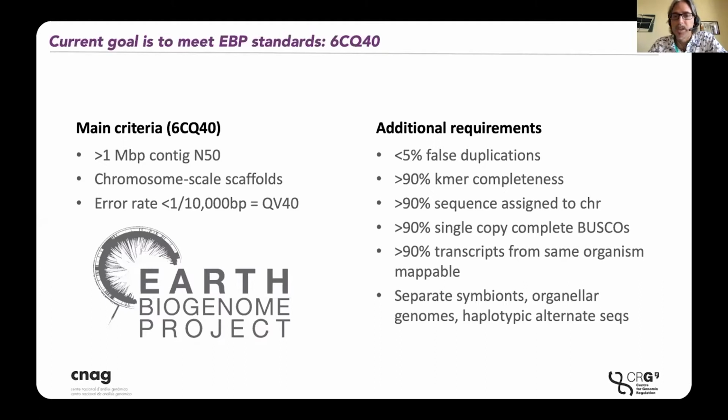And if possible, the alternative, let's say you have a primary assembly and the alternative assembly. And this could either be an incomplete set of haplotypic sequences or a complete second haplotype genome assembly.